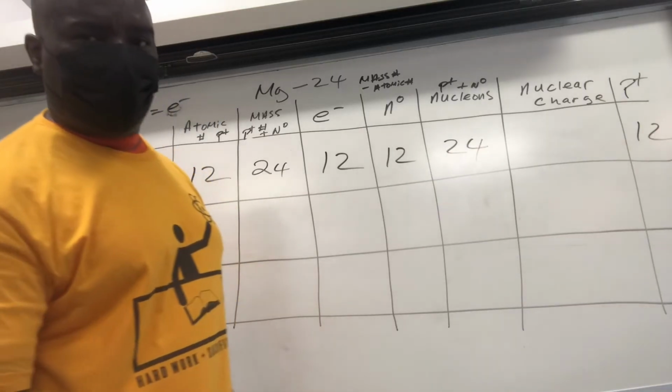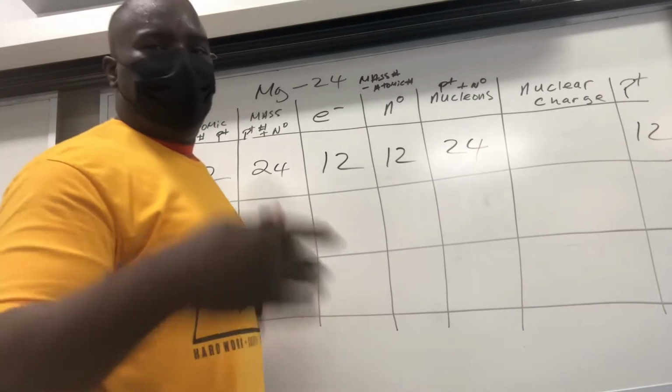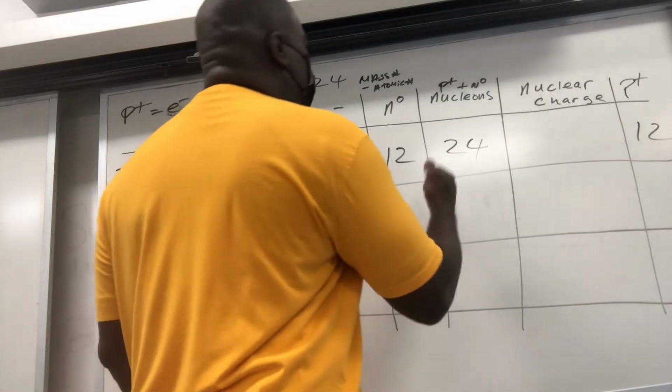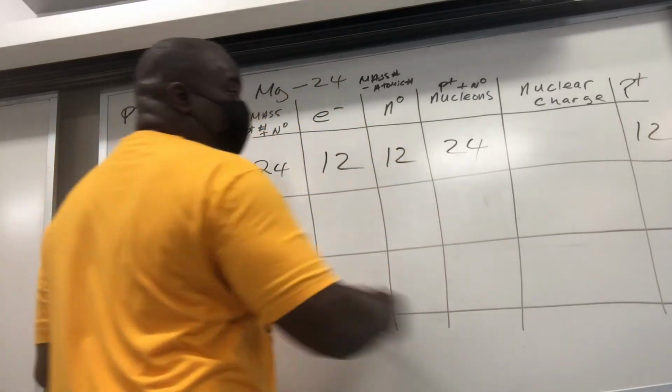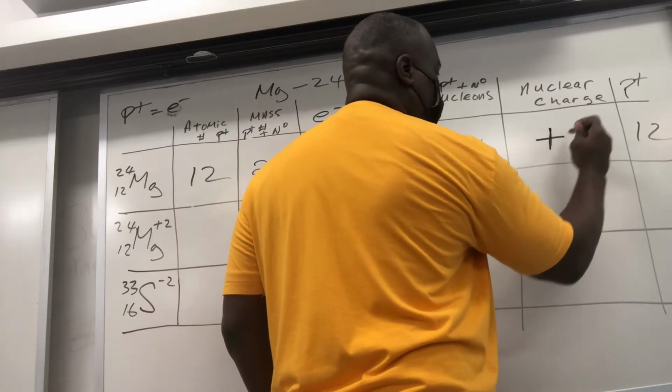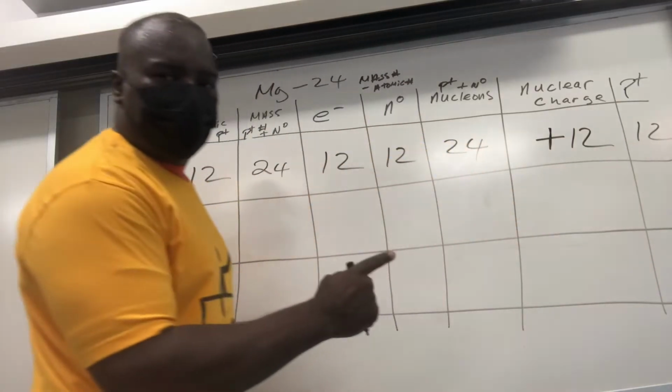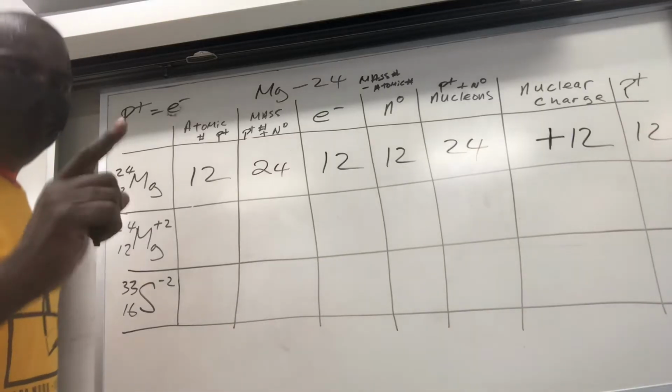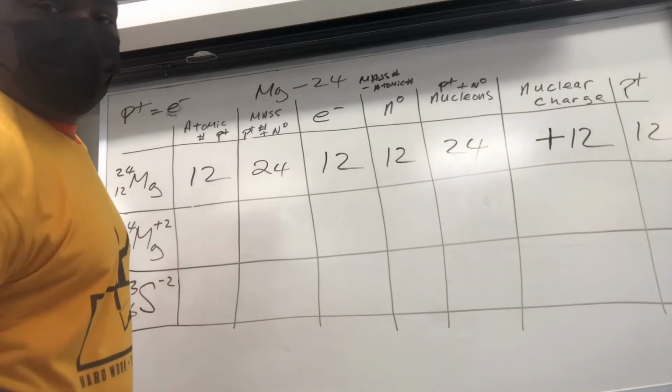We have neutrons also, but they have no charge, so we're going to ignore those for now. So we know from experience, we have atomic number 12, or 12 protons. We're going to put a positive 12 there. Always put a positive, right? Positive and the magnitude of the number. Okay, we're going to move on.